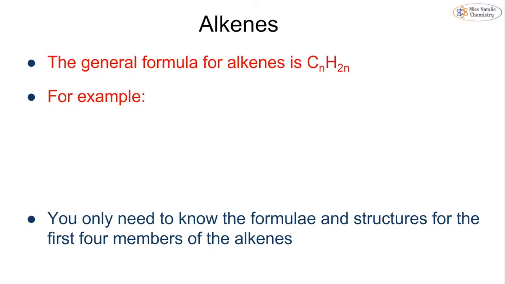Now, the general formula for the alkenes is nice and simple. It is CnH2n, basically meaning you take the number of carbons and you double it and you get the number of hydrogens. For example, if n was equal to 20, I would have C20H, and it would be 20 times 2. So I would have a formula of C20H40. Now you only need to know the formulae and structures for the first 4 members of the alkenes, and we're going to look at them now.